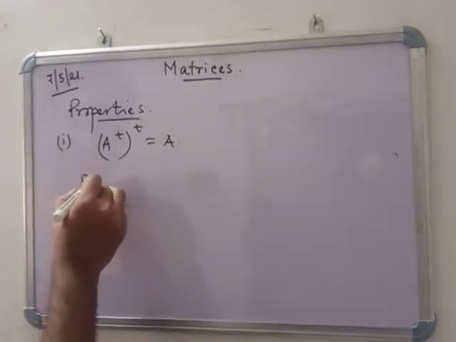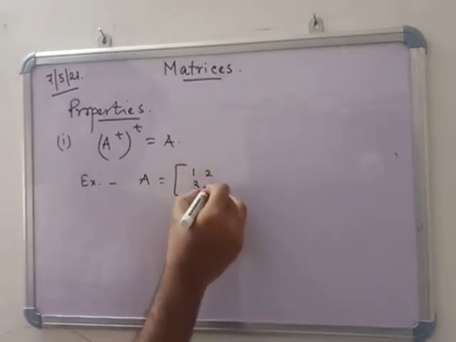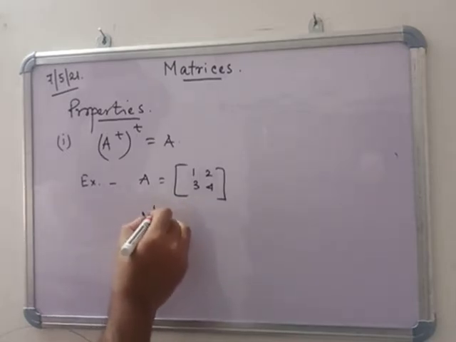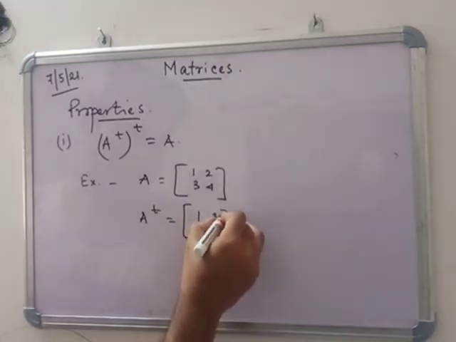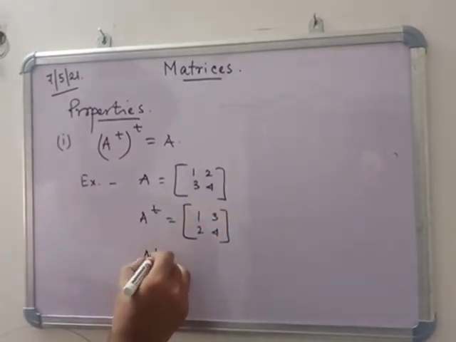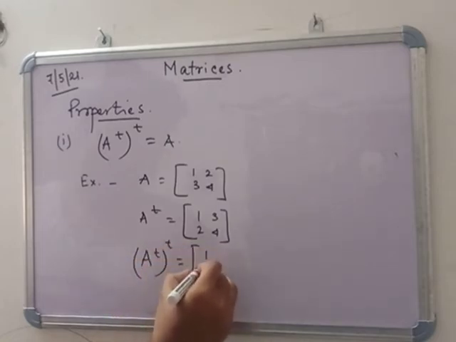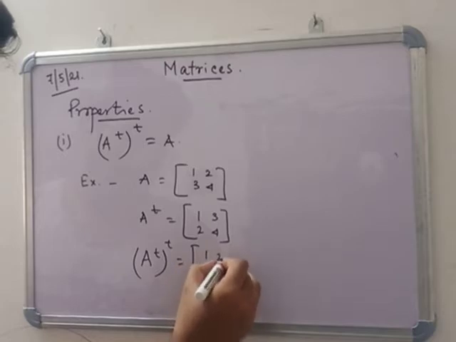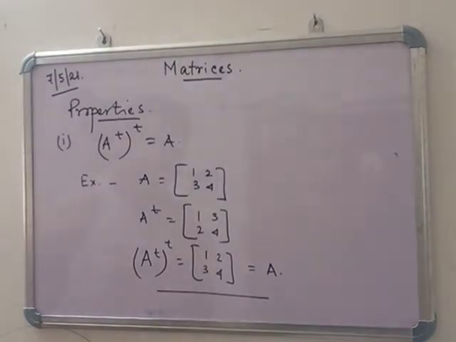For example, if A equals 1, 2, 3, 4, then A transpose equals 1, 2, 3, 4. Now again transpose. That means 1, 3, 2, 4. That means this is A. So we can say that A transpose equals A.